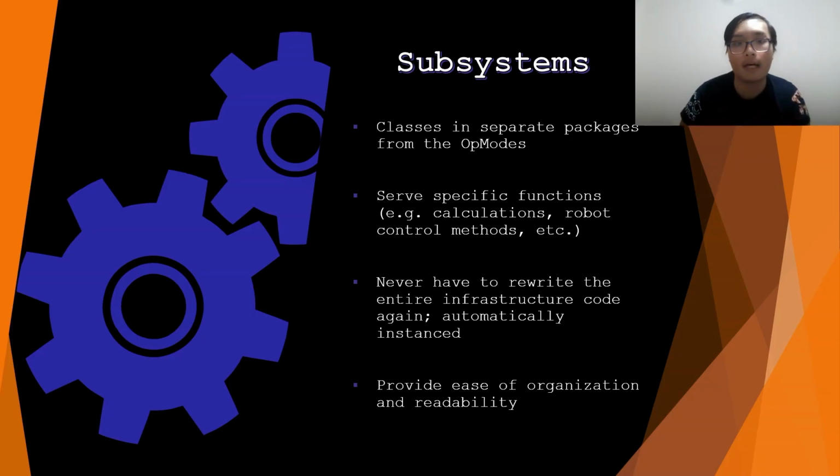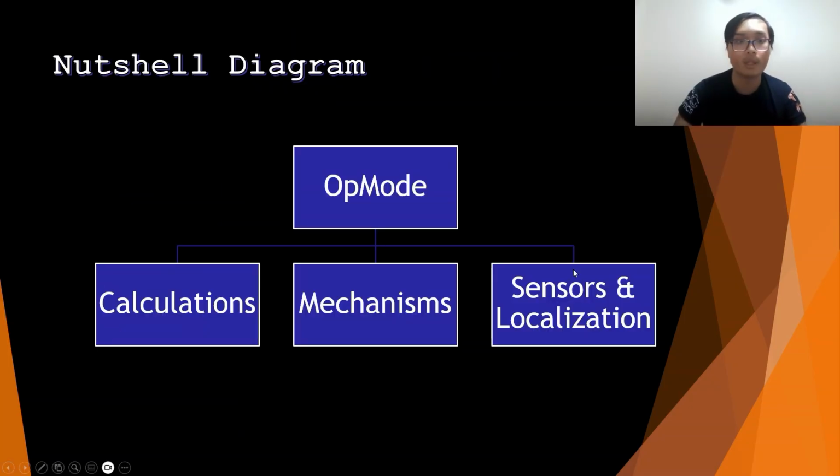Now, to briefly showcase how exactly we as a team structure subsystems for our auto, here's a nutshell diagram to illustrate. Yes, it's very simple, but it does get the idea straight. We tend to have three types of subsystems: calculations, mechanisms, and sensors or localization. The calculation subsystem classes perform all the necessary math and physical calculations for an auto. That may be turret calculations or hood angle to get the perfect shot into the goal. Mechanisms can be simply methods that turn on the flywheel or close the gate or whatnot. We make them a subsystem here because it makes the op mode more readable and organized.